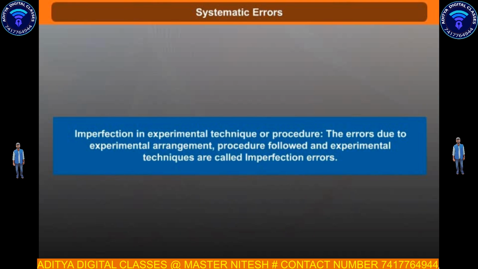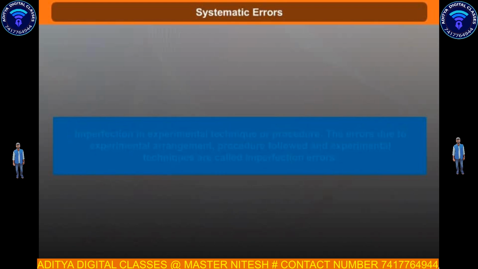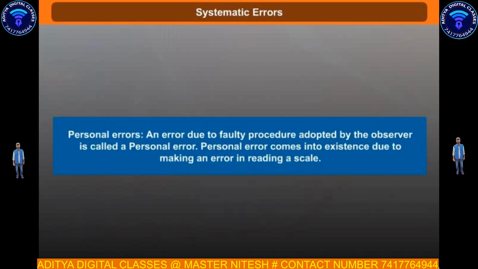Imperfection in experimental technique or procedure. The errors due to experimental arrangement, procedure followed, and experimental techniques are called imperfection errors. Personal errors. An error due to a faulty procedure adopted by the observer is called a personal error. Personal error comes into existence due to making an error in reading a scale.